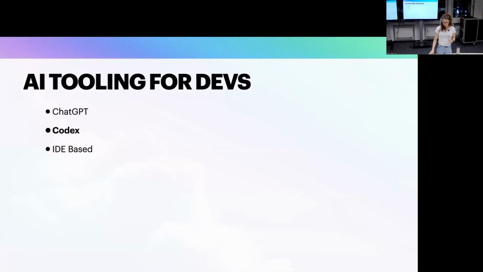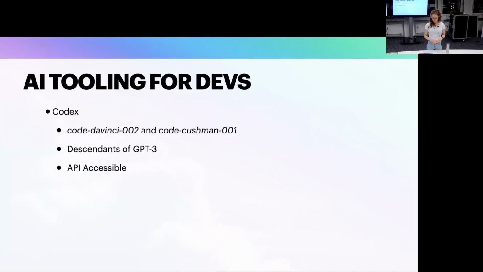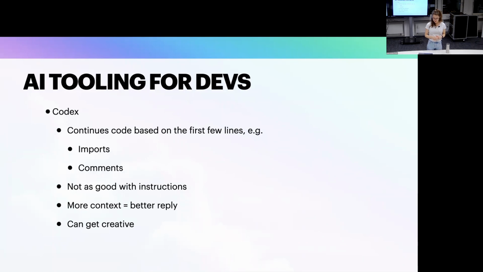Codex is a second tool, and this is the one that Copilot is based on. Codex is available in the playground, same as now this is an API. So these are the 2 concrete engines that right now are available. They started as GPT-3, and they were fine-tuned on code specifically. And yes, it has an API, and it continues code very well based on a few lines.